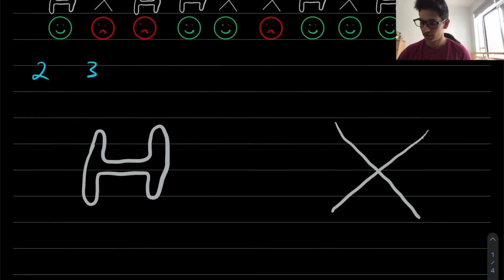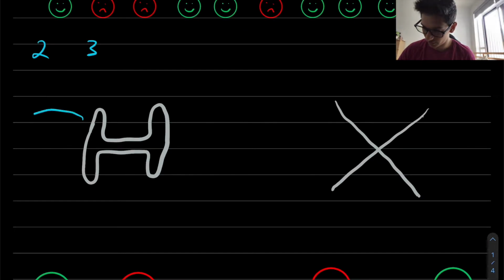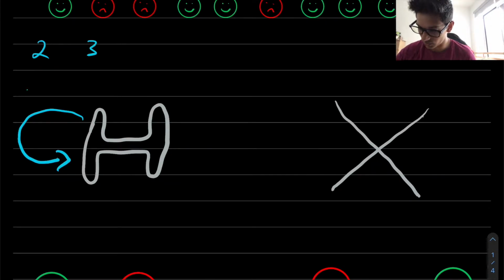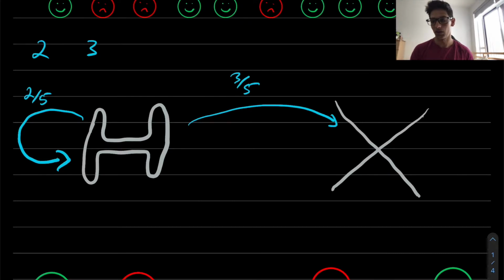So we have a 2 out of 5 chance that given he worked out the previous day, he'll work out again. So 2 out of 5. And then we have a 3 out of 5 chance that given he worked out the previous day, he's not going to work out this day.